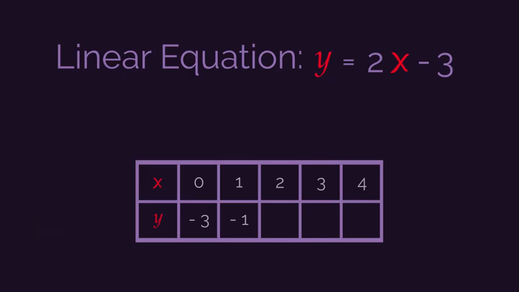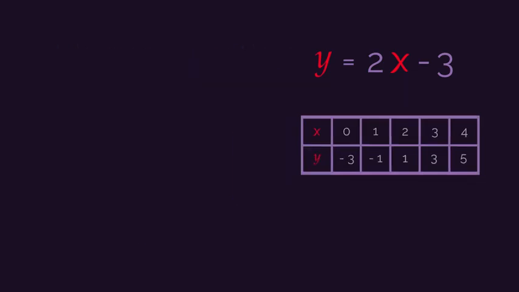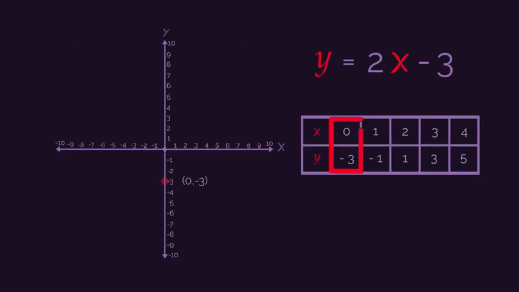Did you get them right? 1, 3, and 5. So we now have 5 sets of coordinates, which we can just plot onto our graph. 0, negative 3; 1, negative 1; 2, 1; 3, 3; and 4, 5.